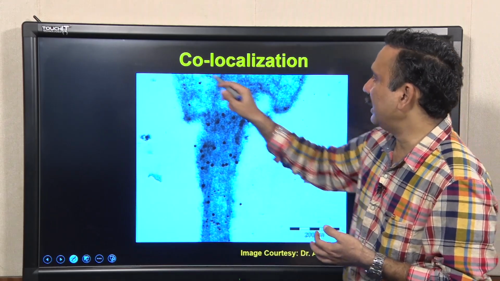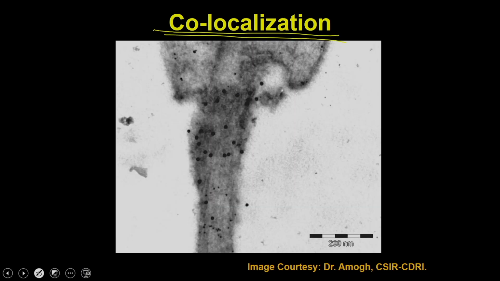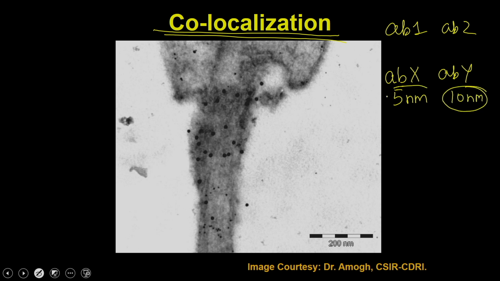In this case also you can do that kind of experiment, where you take antibody 1 and antibody 2, and similarly secondary antibodies like X and Y. For X you take 5 nanometer gold labeled, and for Y you take 10 nanometer gold. Wherever AB2 is present, it is going to give you a circle of 10 nanometer. Wherever AB1 is present, it is going to give you a circle of 5 nanometer. For example, in this case these are the 5 nanometer circles and these are the 10 nanometer circles.